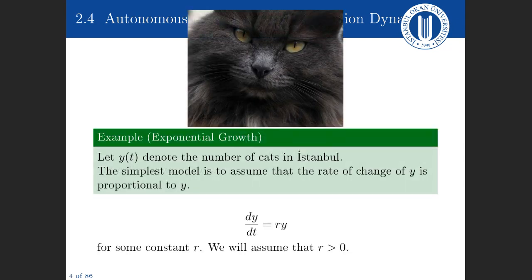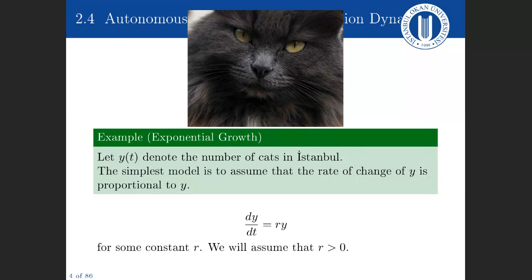And I'm going to start with some examples about cats. Let's suppose that y(t) is the number of cats in Istanbul. The simplest model that we could use is to assume that the rate of change of y is proportional to y. In other words, if there's lots of cats in Istanbul, then there'll be lots of baby cats and so on. So the number of cats in Istanbul will increase quickly. If there's not many cats in Istanbul, there'll be a small number of baby cats born. The number of cats in Istanbul will increase slowly.